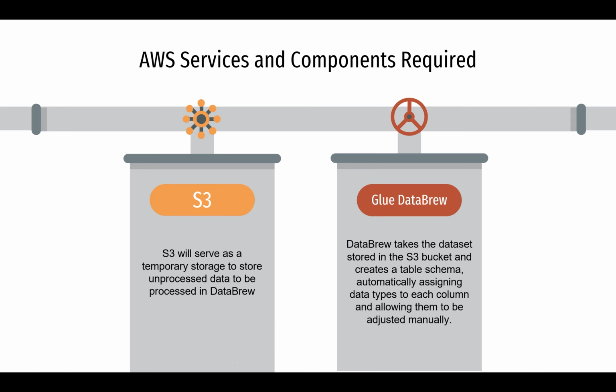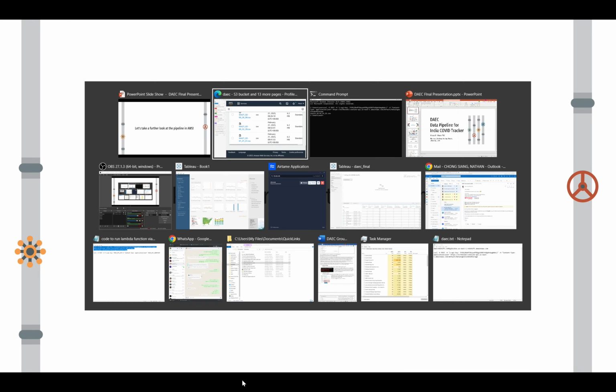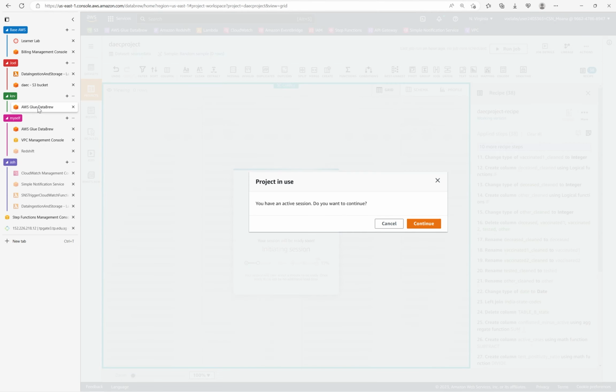So for the AWS services and components used, the temporary storage used will be S3, where we will store the unprocessed data to be processed in Data Brew, as well as Glue Data Brew itself, where we will take the data stored in the S3 bucket and create a table schema where the data types will be automatically assigned. Now let's take a further look at the pipeline in AWS itself.